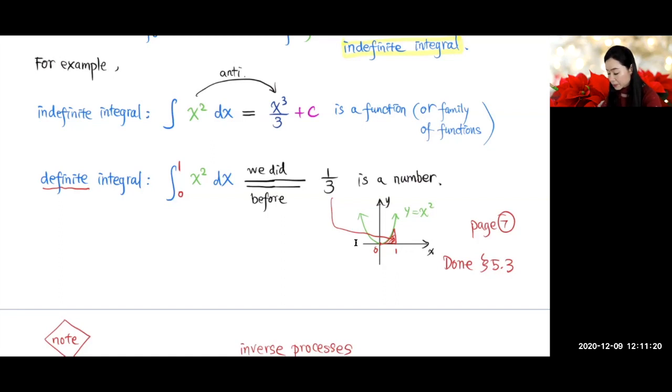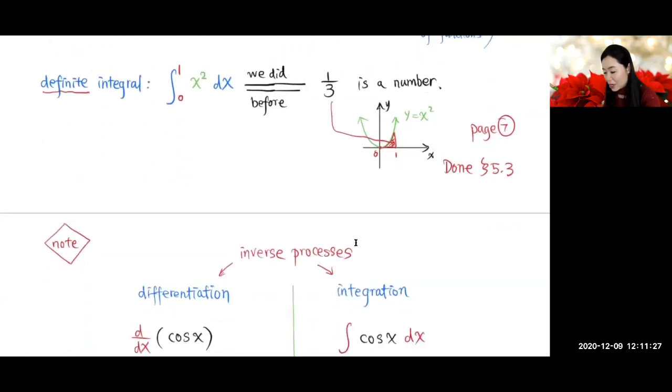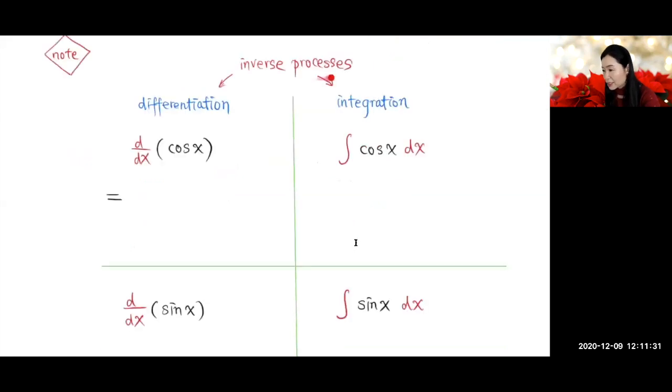Okay, so we're done with section 5.3. I was supposed to stop here. However, I decided to add one more page to help you, in case you get confused with the process here. So differentiation and integration are inverse processes. Okay, so let's try to do this together.